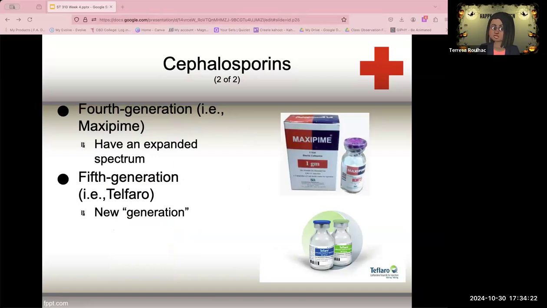Going into our 4th generation. The 4th generation have a broader spectrum. They are effective for treating serious infections, including HAIs, and they can penetrate the central nervous system, making them suitable for treating meningitis. And our 5th, Teflaro, they are valuable in treating complicated skin and soft tissue infections and community-acquired pneumonia.